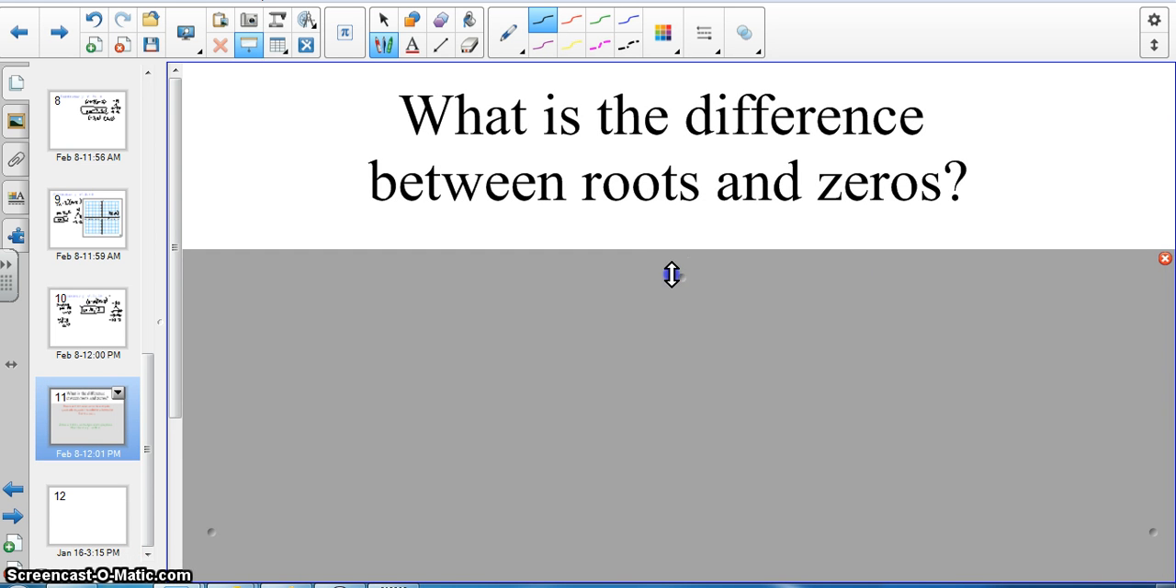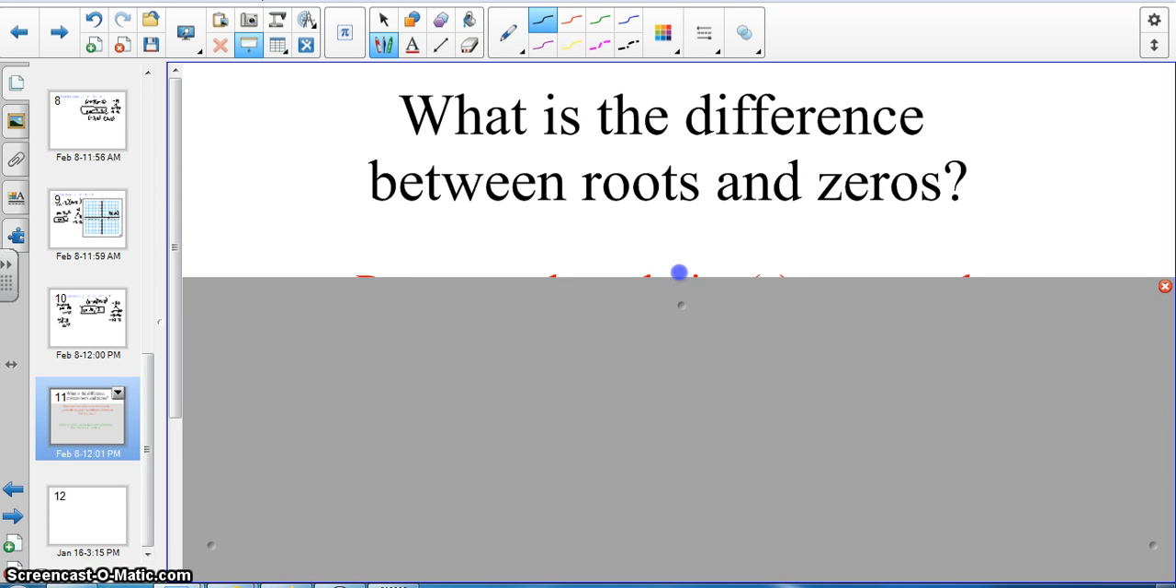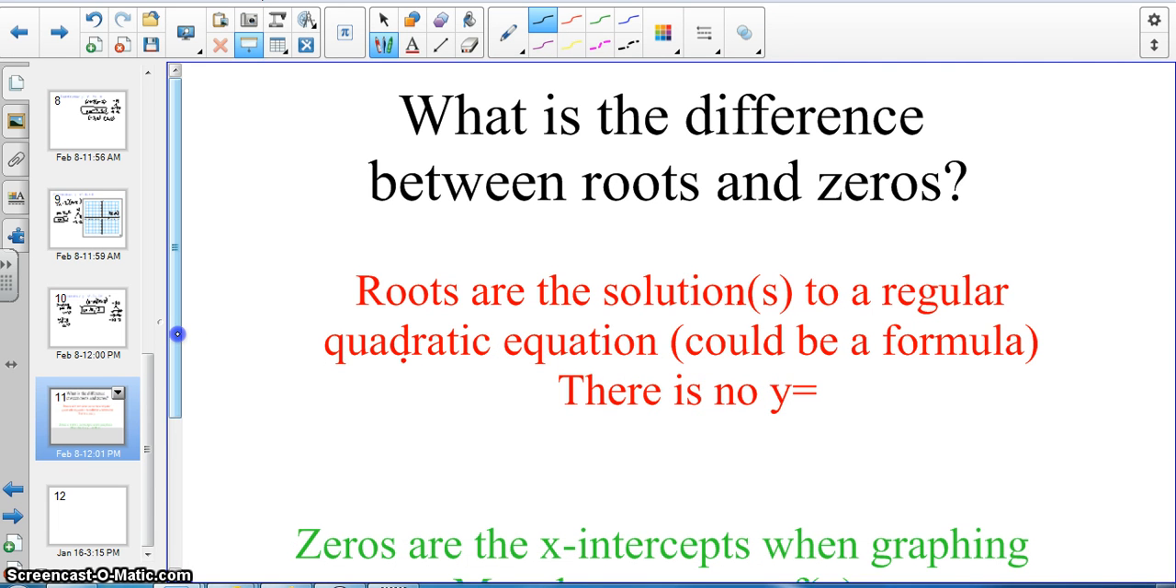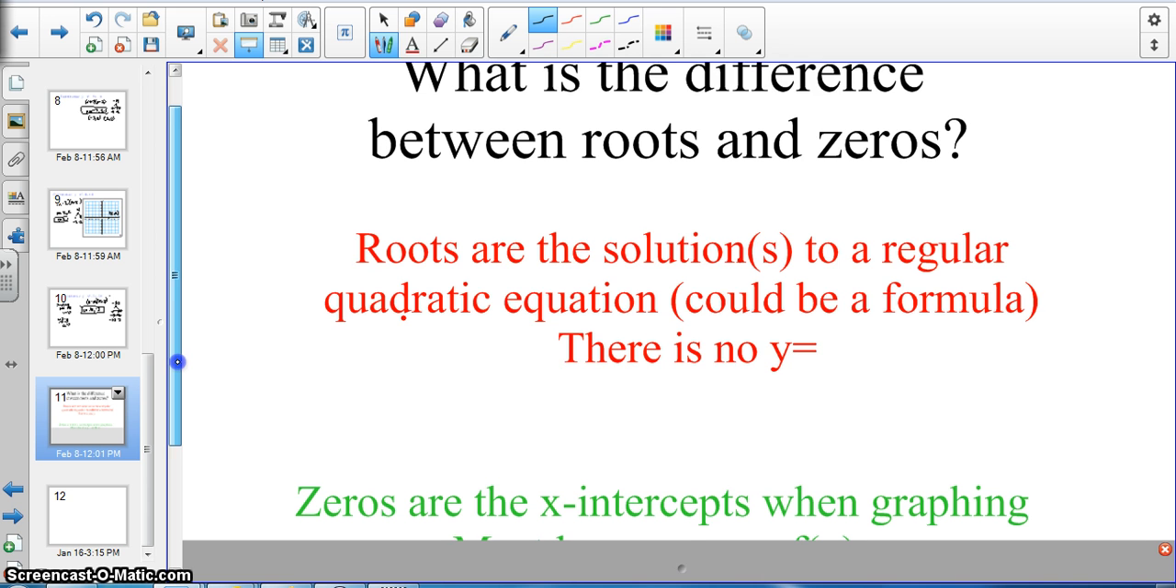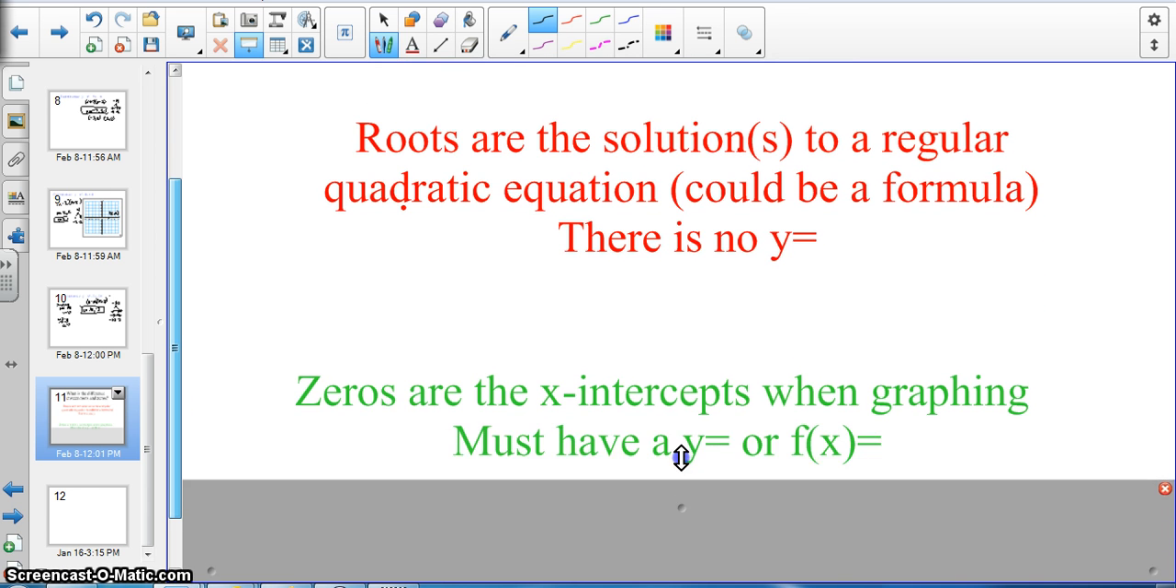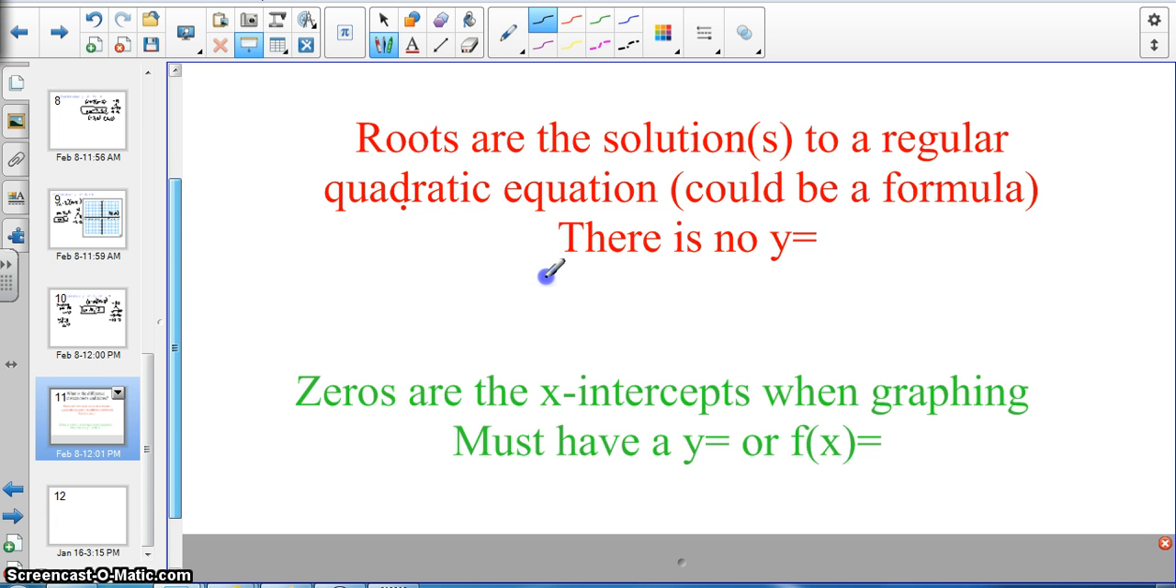So what is the difference between roots and zeros? Really, you're finding the exact same thing. You're finding your x's, but roots are the solutions to a regular quadratic equation. Your equation would have something set equal to 0. There is no y equals. Zeros are the x-intercepts, so you'll have the y equals or f of x equals. But really, they're the exact same things and finding the exact same answers.